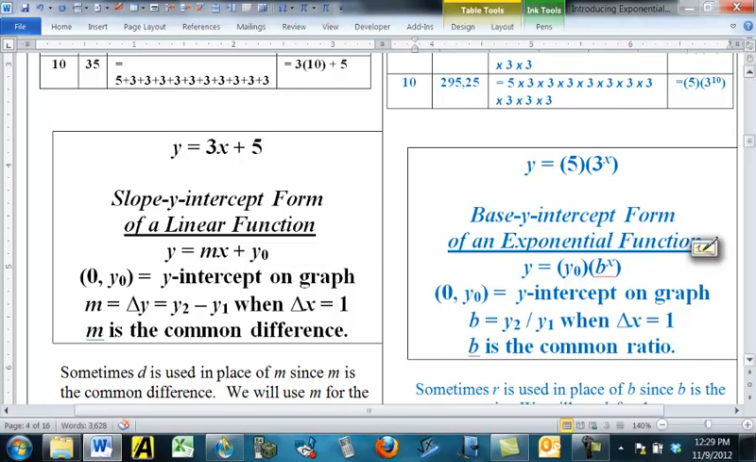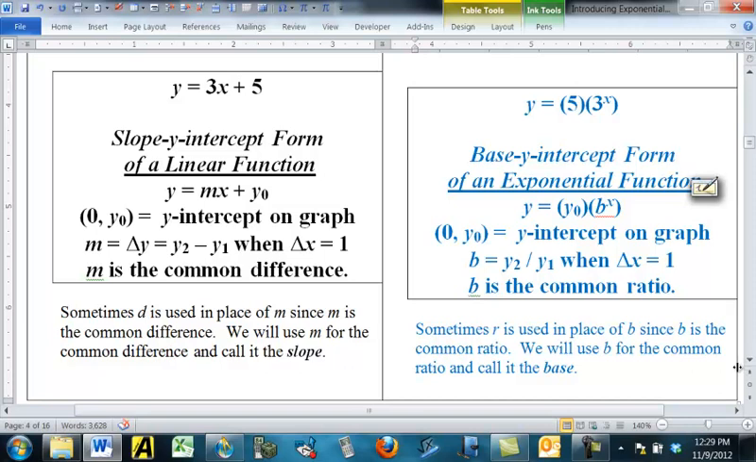Sometimes some people will use the letter r in place of b for the common ratio. We're going to use b because it is the base of this exponential function. We have something later on that we're going to use for r, and in all exponential functions there is an r that we're going to talk about, and it's not the same as b. They're related, but they're not the same.